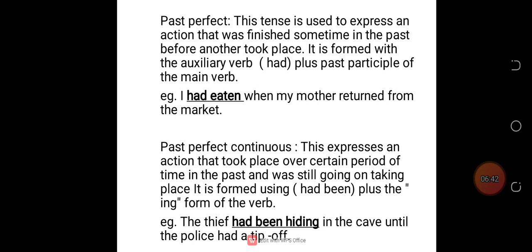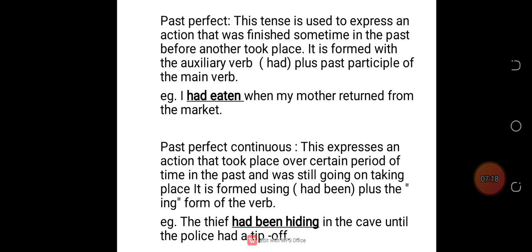I hope you can see that on a slide. It says that the past perfect tense is a tense used to express an action that was finished sometime in the past before another took place. It is formed with the auxiliary verb had plus the past participle form of the main verb.